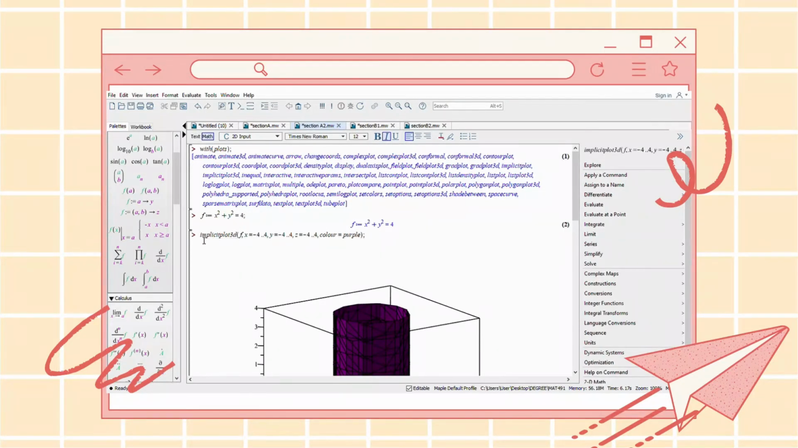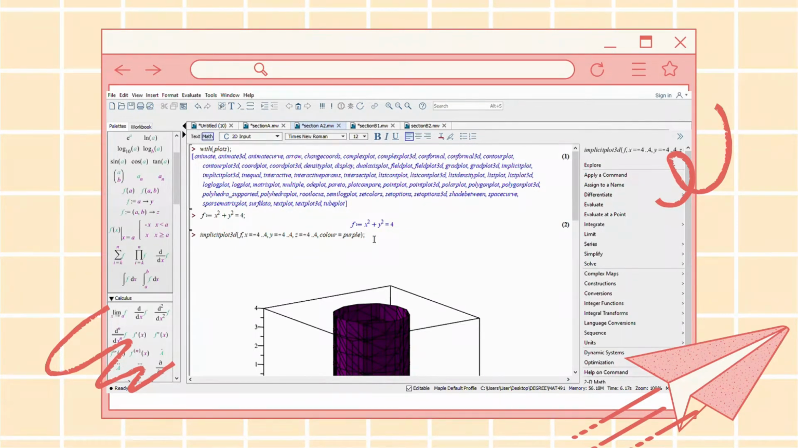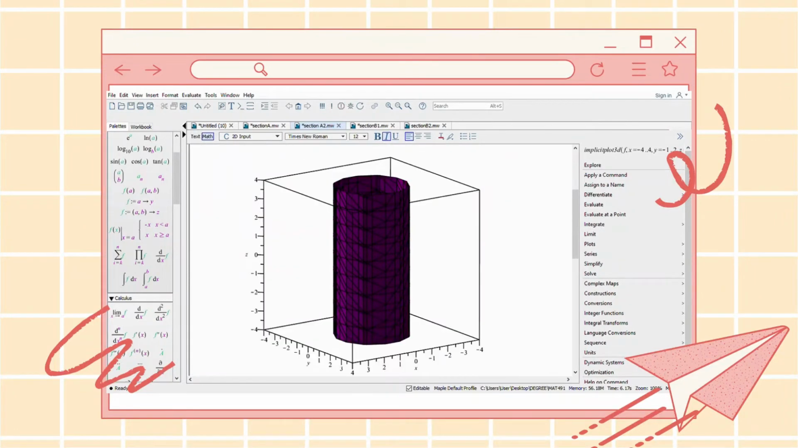For this equation, I still use the implicit plot 3D, even though it only has two variables here, x and y. But since z could be anything within the limit, I still use implicit plot. For the limit, I use x from -4 until 4, y from -4 until 4, and z from -4 until 4. The color I choose is purple. Let's look at how it turns out. This is the output of the equation.